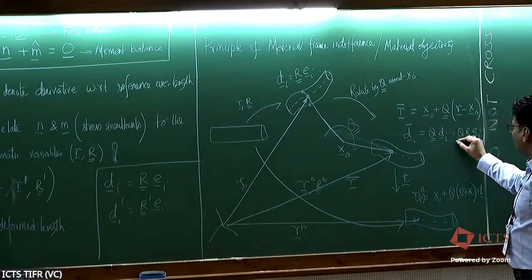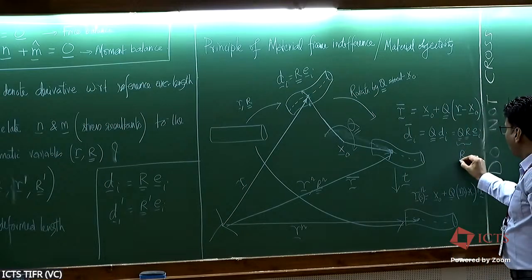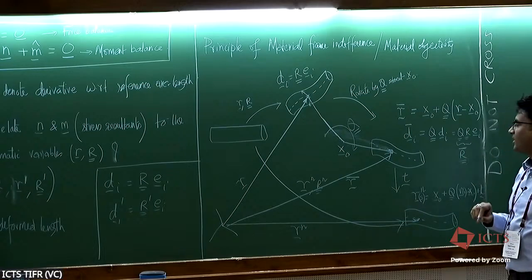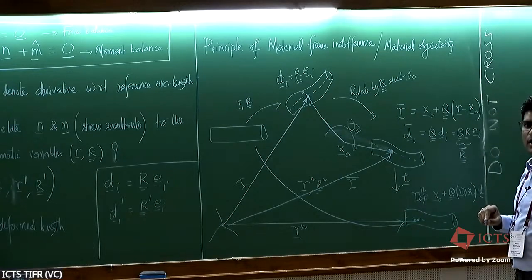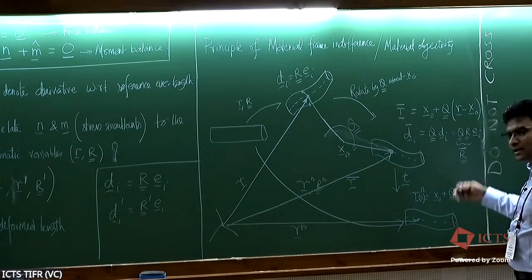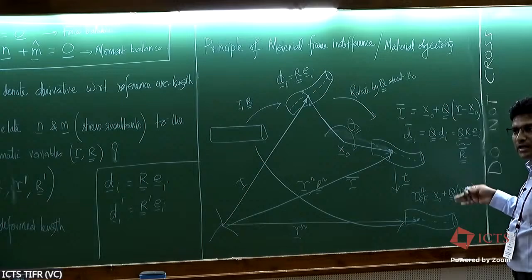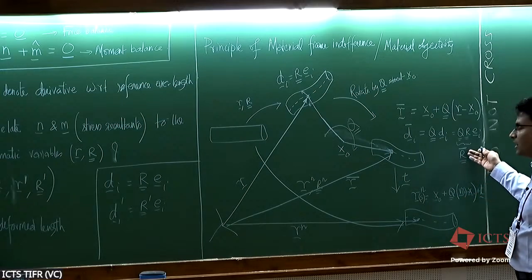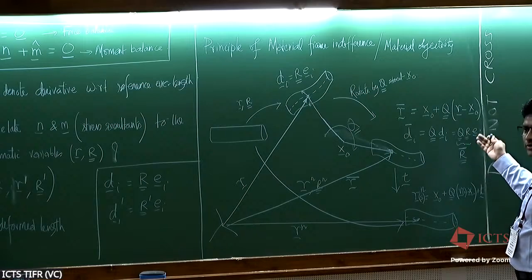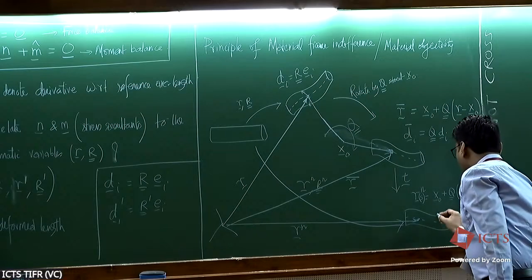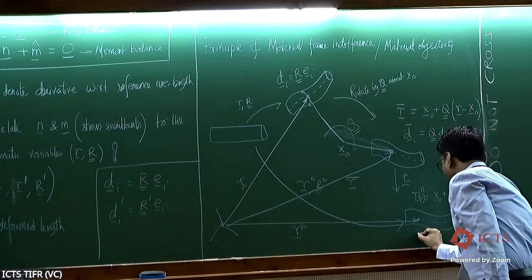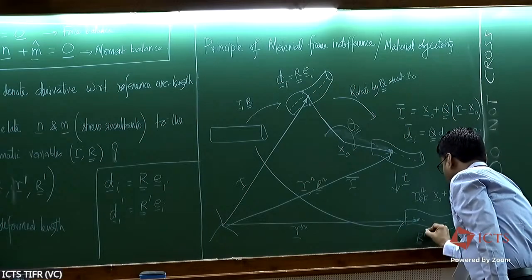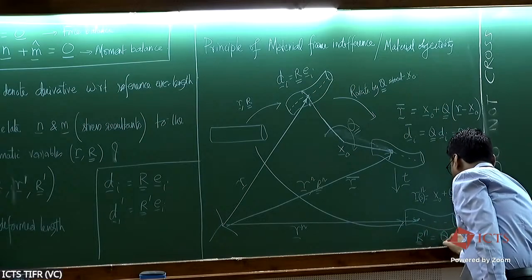So this is your R bar, that's your R bar, big R bar. And further, when you do rigid translation, it's not inducing any extra rotation. So big R new is same as big R bar, which is Q times R. So big R new is Q into big R.